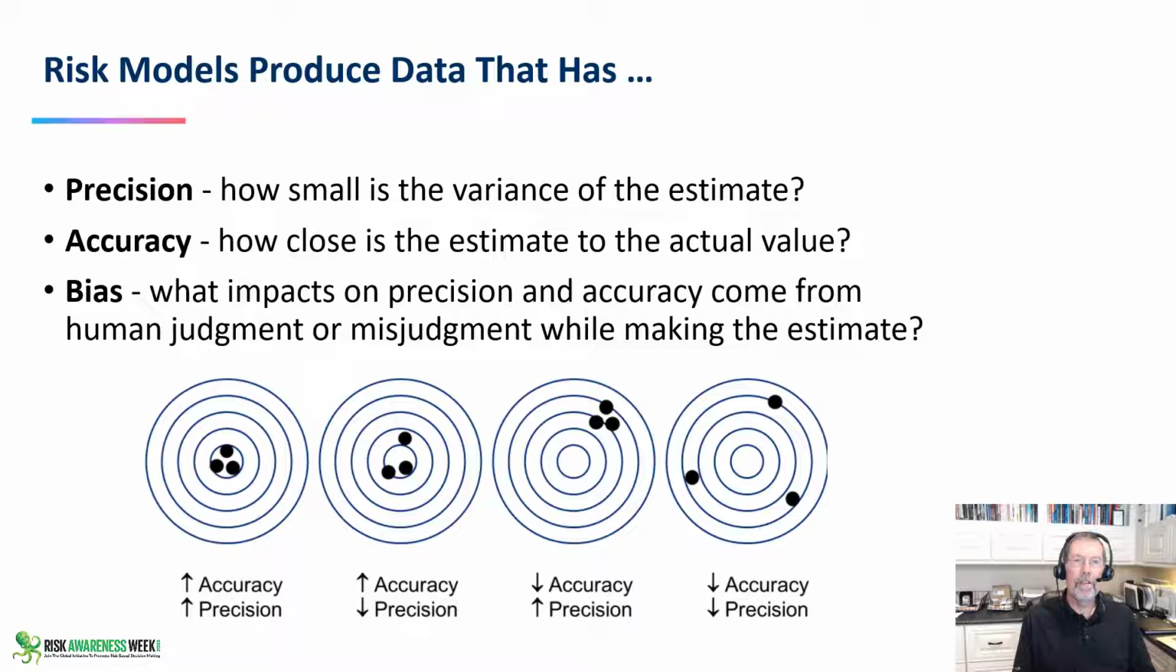The other thing we have to talk about when we talk about risk models is how precise they are. And what is the variance in our estimate? How small is that variance? And then how accurate they are. Is this estimate of the probability that the power will not be sufficient to start up the generators or to start up the pumps that are run by the power generation system? How accurate is that estimate? And how precise is that estimate? And then, of course, how biased is that estimate?